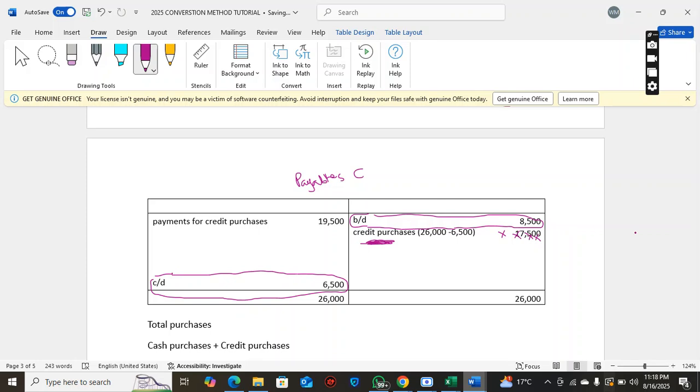Then we said the other transaction which deals with the payables control account was the payments for credit purchases. Whenever we're paying money that we owed, it affects the payables control account. So what is the general entry whenever you pay for a credit purchase? What is the general entry?